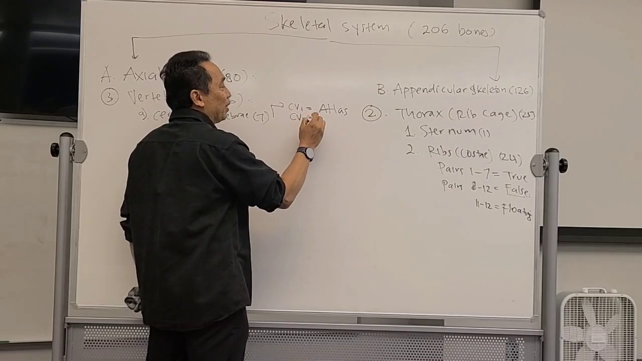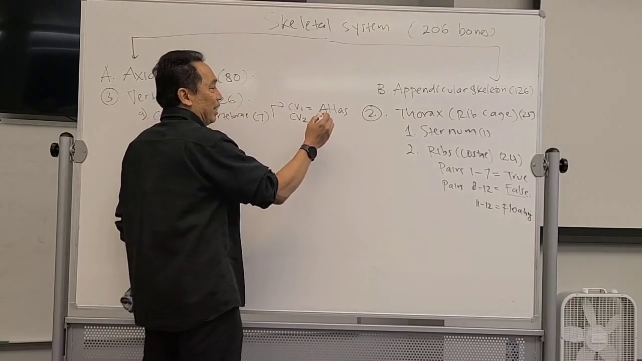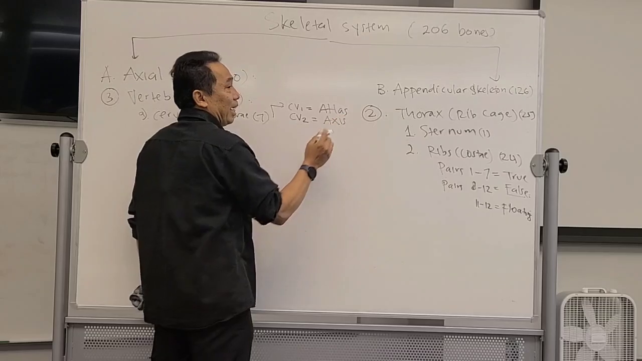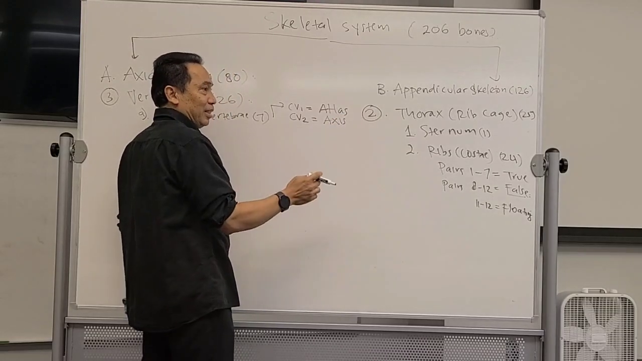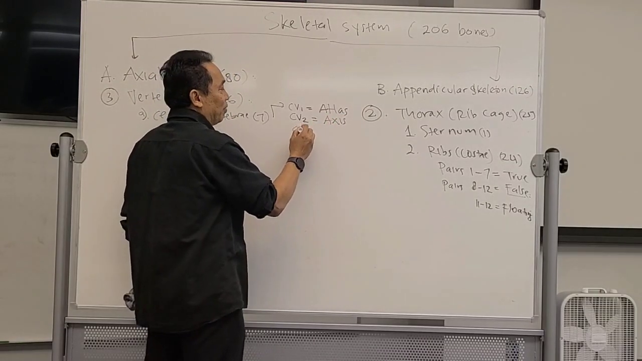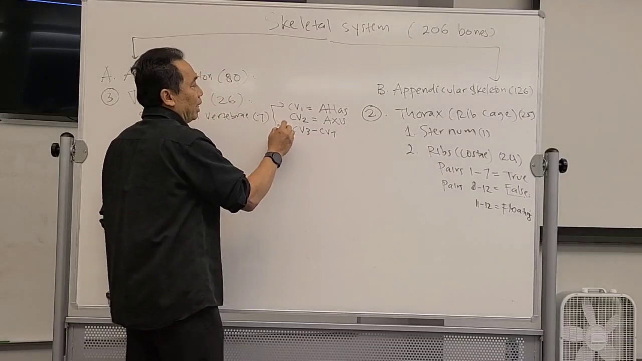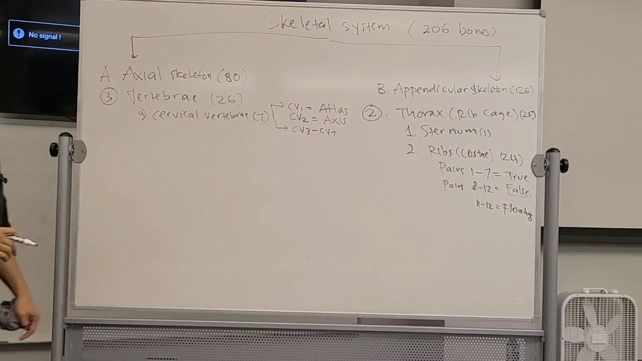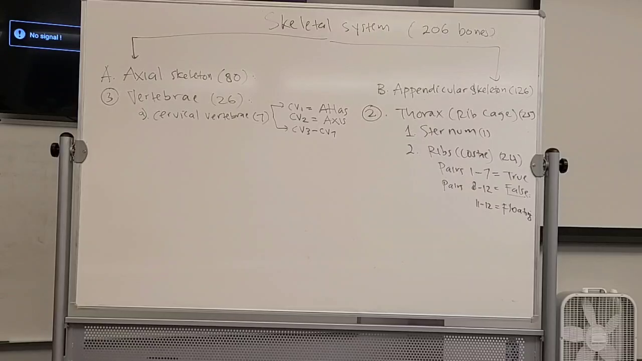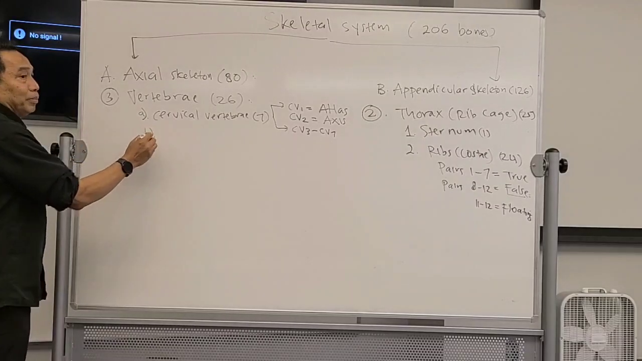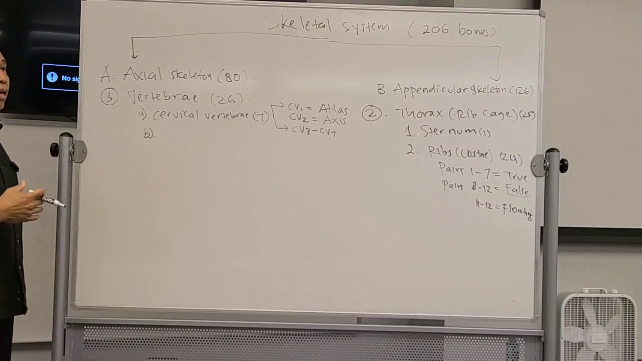Cervical vertebrae number 2, axis. The rest, easy. Cervical vertebrae number 3 until number 7. That's cervical vertebrae. Second group, this is in the thorax.